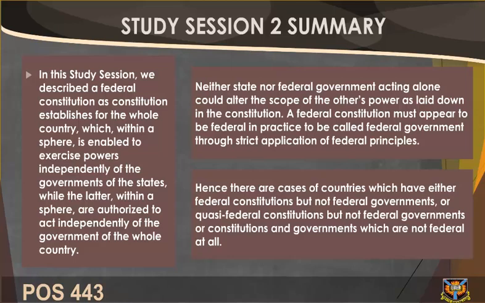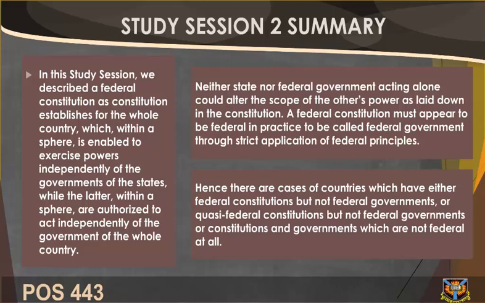Study section summary. In this study section, we describe a federal constitution as a constitution established for the whole country, which within its sphere is enabled to exercise powers independently of the government of the states, while the latter within its sphere are authorized to act independently of the government of the whole country. Neither state nor federal government acting alone could alter the scope of the other's power as laid down in the Constitution.